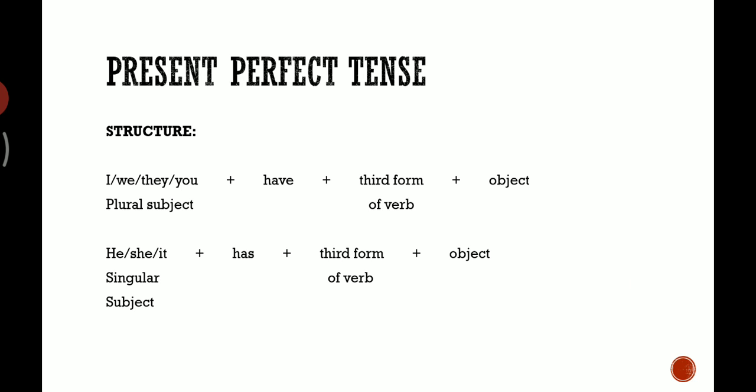I, we, they, you, and plural subjects. We use have with third form of verb, that is past participle form of verb, and object, if any. We use has with third form of the verb when subject is singular. I repeat, we use has with third form of verb, that is past participle form of verb, when the subject is singular.